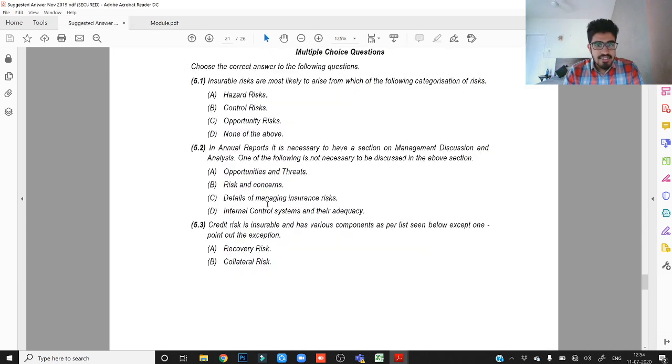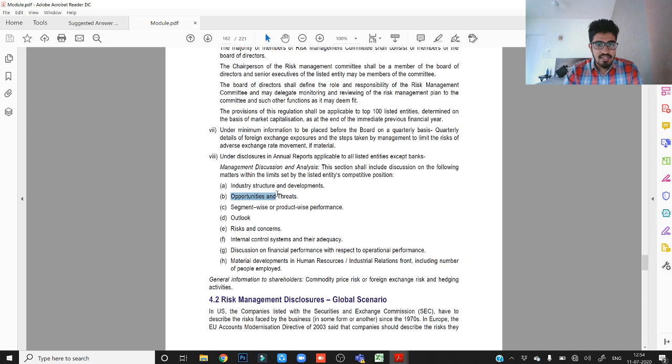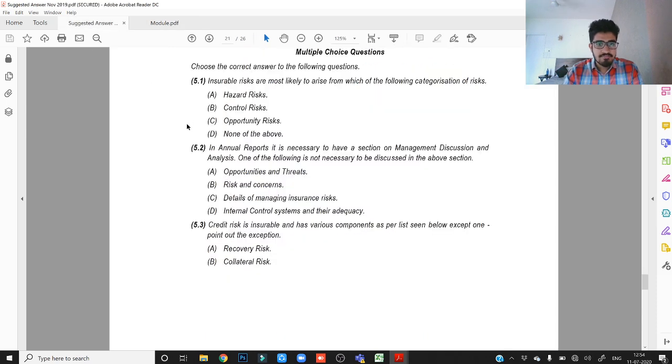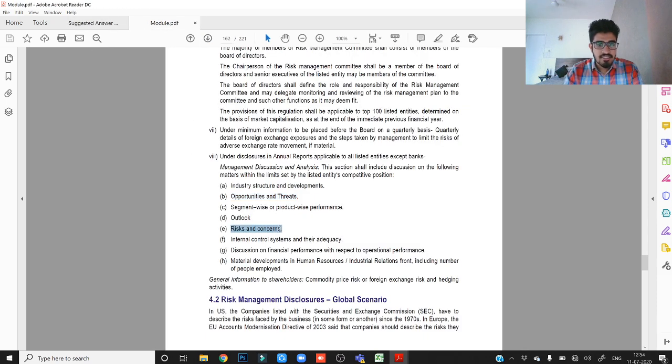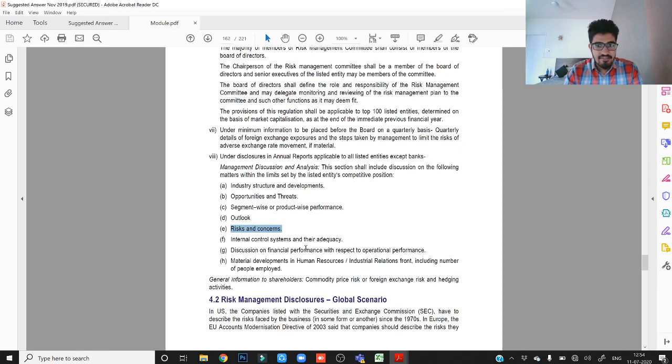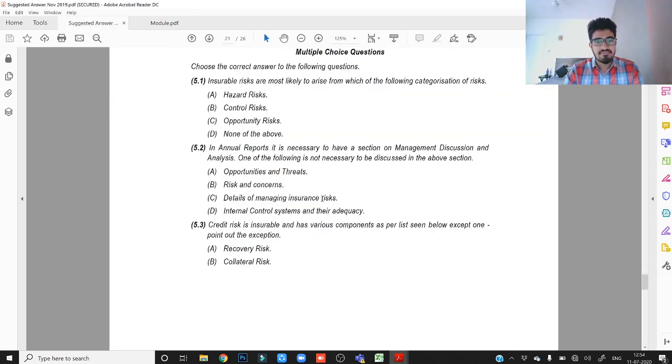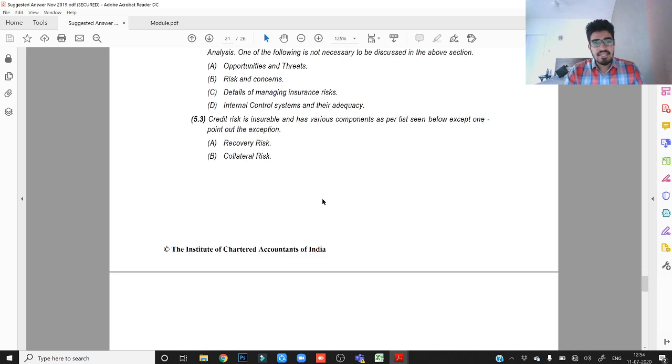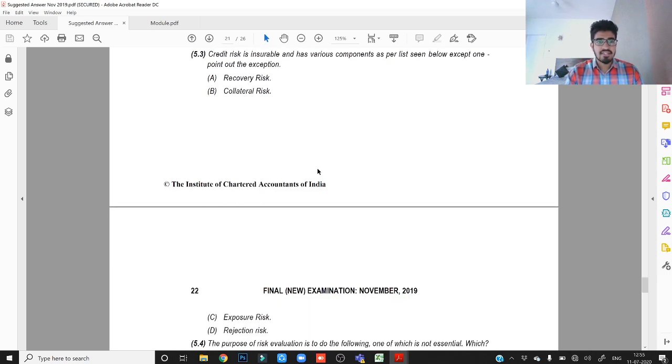Let's quickly read what content is not necessary to be discussed. Opportunities and threats, yes, they are to be discussed. Next is risks and concerns, even they are to be discussed. Details of managing insurance risks, I can't find it anywhere over here. And last is internal control systems and their adequacy, even they are supposed to be discussed. So the answer to this question is details of managing insurance risks. See how quickly and how easy it becomes if you have a particular index.